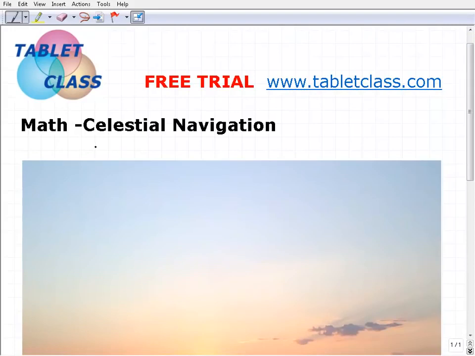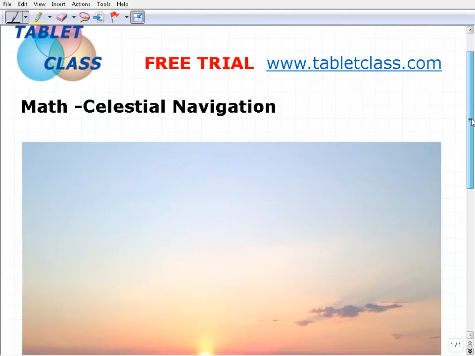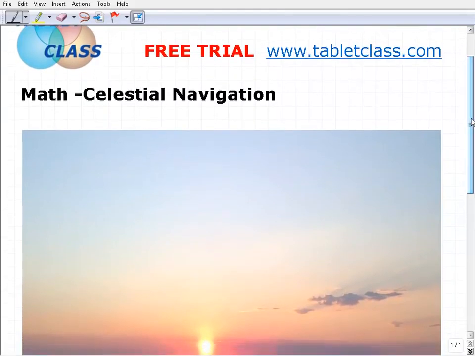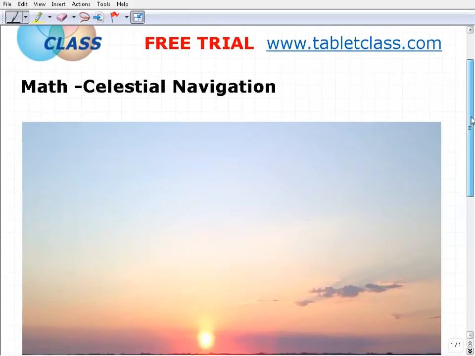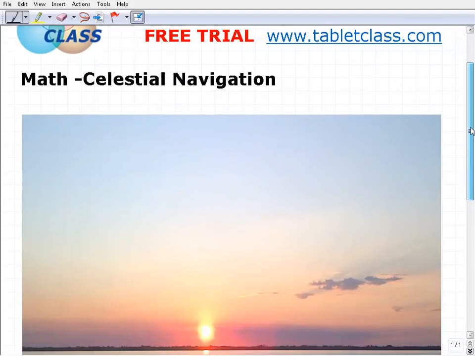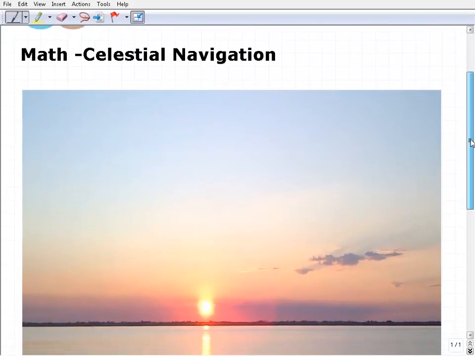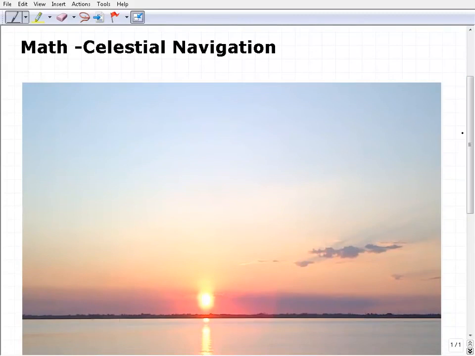Specifically, celestial navigation is navigating or finding our position on Earth by using primarily the stars, but you can use the sun and the moon. It's actually a pretty involved skill, and it involves a pretty good amount of math, trigonometry specifically. What I want to do here is give you a basic idea of celestial navigation and how navigators are able to find themselves on Earth.